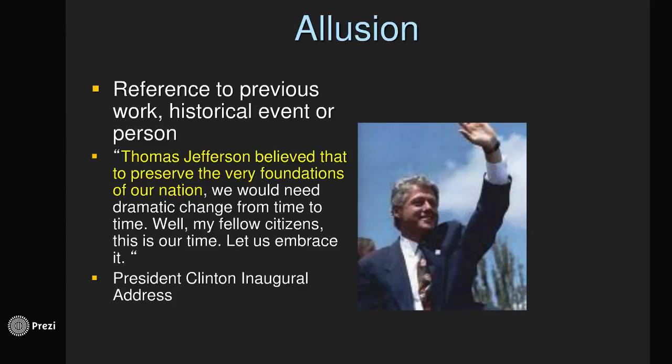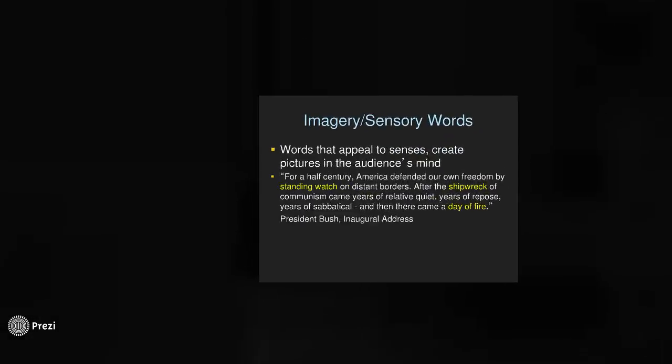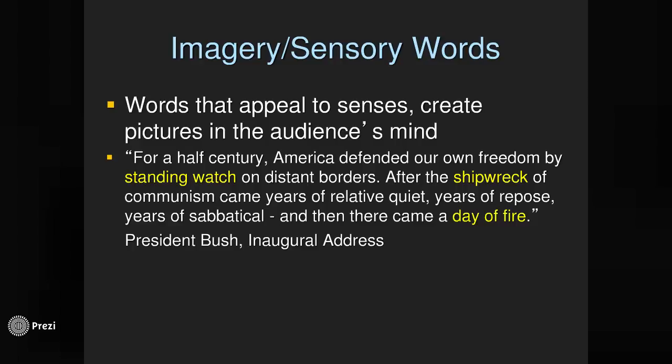Now, for an allusion, it could be direct or it can be inferred. Thomas Jefferson believed that to preserve the very foundations of our nation, we need dramatic change from time to time. That's a direct allusion because he's mentioning Thomas Jefferson. That would be perfectly fine. If he were to state, life, liberty, the pursuit of happiness, continue to be American ideals, and he doesn't say Declaration of Independence, that's still going to be an allusion because he's alluding to a famous document, a famous quote. So it can be a direct allusion where you make a very clear connection, or it can be one that's inferred. And the very last one we're going to do, imagery, sensory words.